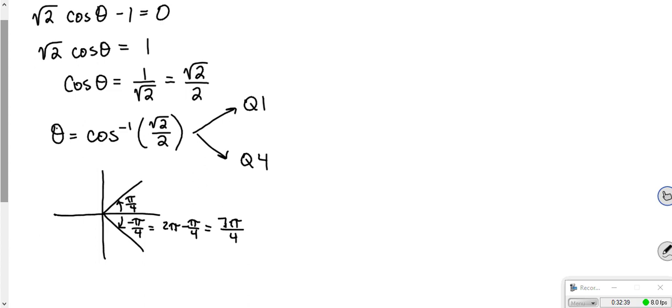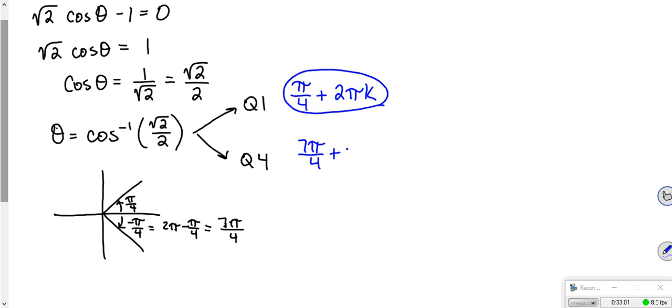Now, our 2 answers then: this is going to give me pi over 4 plus 2 pi k. That's one of my answers. And then in quadrant 4, I had 7 pi over 4 plus 2 pi k. Okay? And both of those answers would need to be listed.